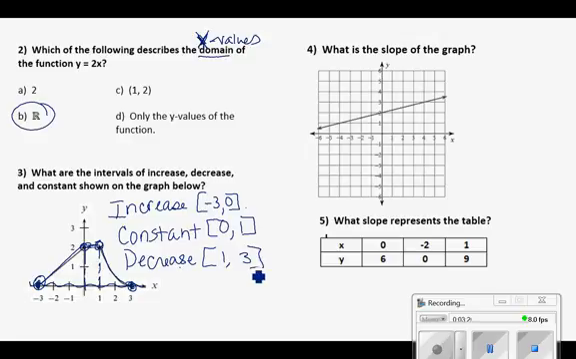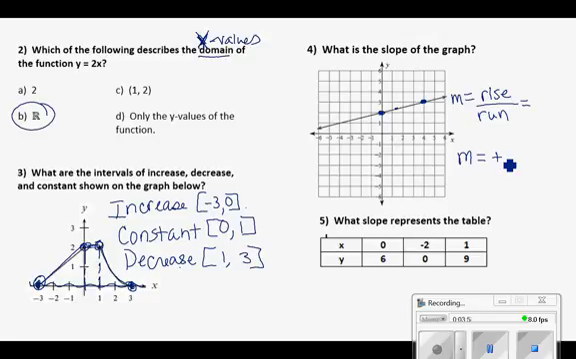Question 4, what is the slope of the graph? To find the slope of a graph, you need to find 2 points that are on the line. This would not be a good point to choose because it is not an ordered pair, and it would be more difficult to come up with the most accurate answer. So I'm going to choose that point and that point, and I'm going to do rise over run. I know that it's positive, so my final answer, I'm going to go ahead and put m equals positive.